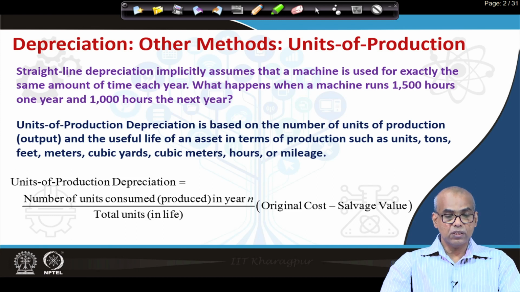Units of production depreciation is based on the number of units of production or output and the useful life of an asset in terms of production, such as units, tons, feet, meters, cubic yards, cubic meters, hours or mileage. So, units of production depreciation is equal to the number of units consumed or produced in a particular year divided by the total units in the service life, multiplied by original cost minus salvage value.